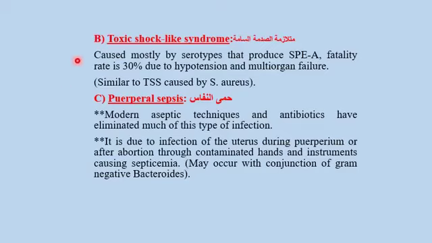The second toxigenic disease is toxic shock-like syndrome. We call it like because it is like the toxic shock syndrome produced by Staph aureus. Its Arabic translation is a bit difficult. It's called متلازمة الصدمة السامة. I think I haven't heard this term before. So it is enough for us to know toxic shock-like syndrome.